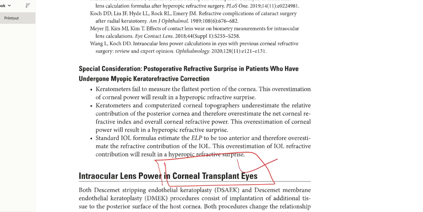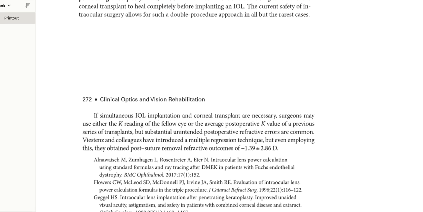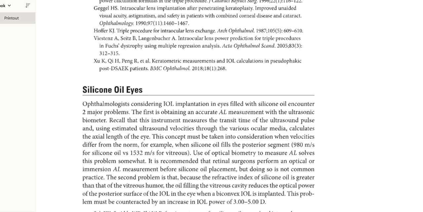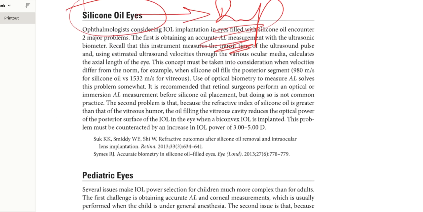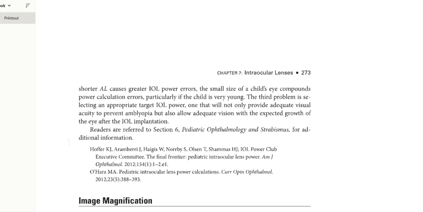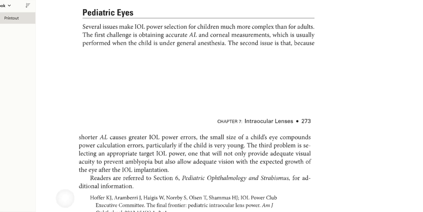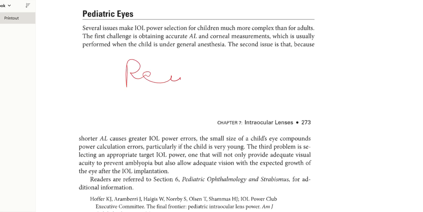This is important. Okay. Because I have already told important. Pediatric eye is not important. Only a read.